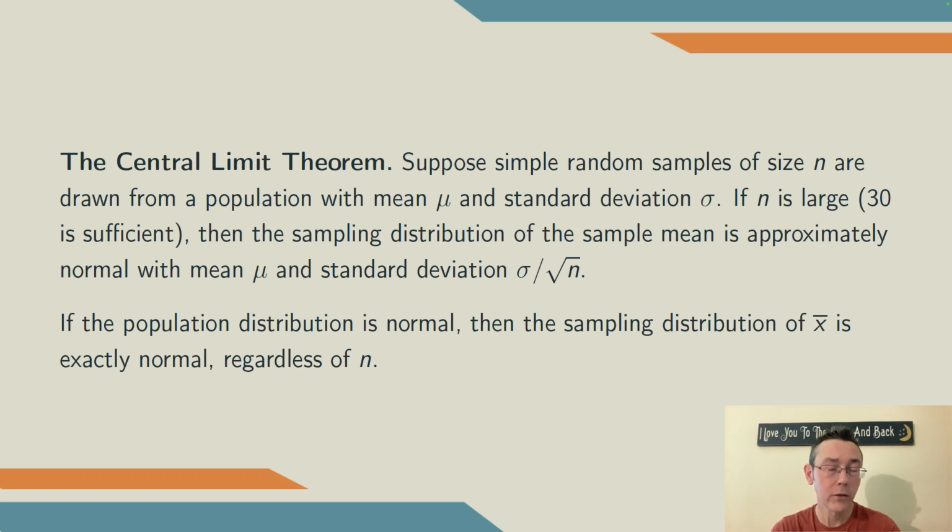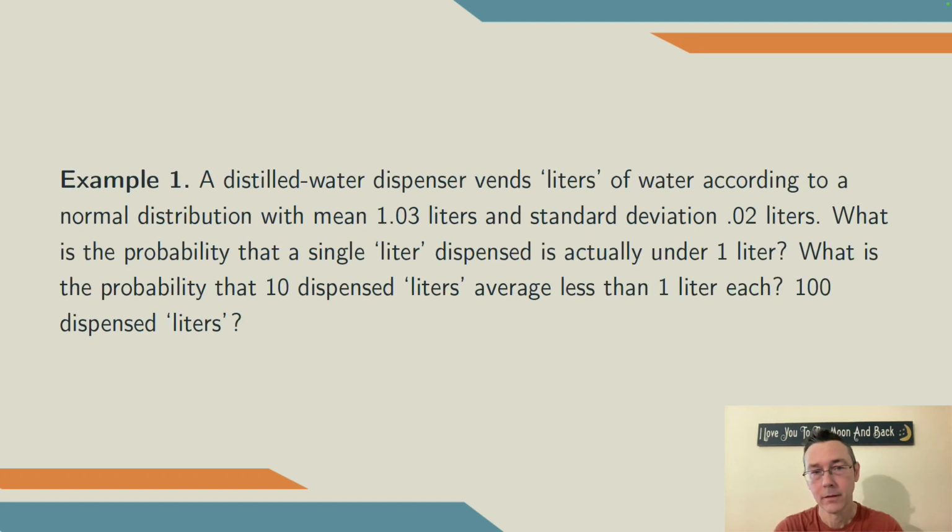So notice that the central limit theorem doesn't say anything about the shape of the distribution we're sampling from. It just specifies the mean and the standard deviation.